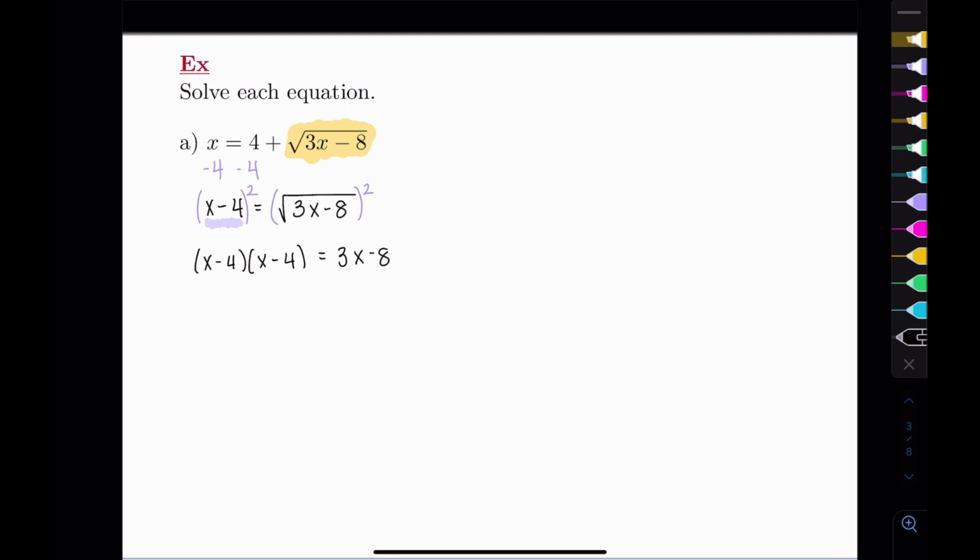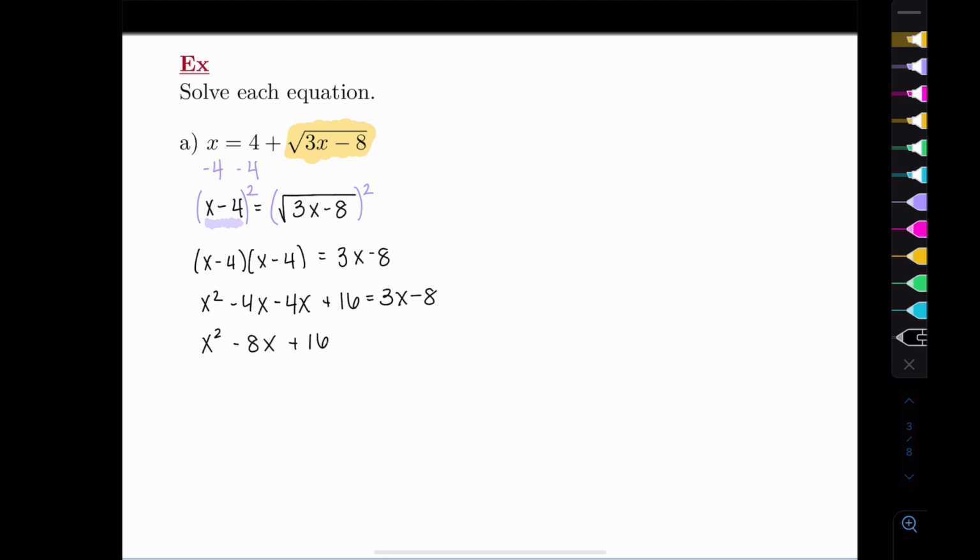Okay? So if we go ahead and FOIL that out, our first terms will give us x squared. Our outer term is negative 4x, and so is the inner term. So this is minus 4x minus 4x. And then our last terms will give us positive 16, and that needs to equal 3x minus 8. So we're at a point now where all the radicals are gone, which is great. So I just need to solve this resulting equation. It's a quadratic, and that's typically what it's going to reduce down to.